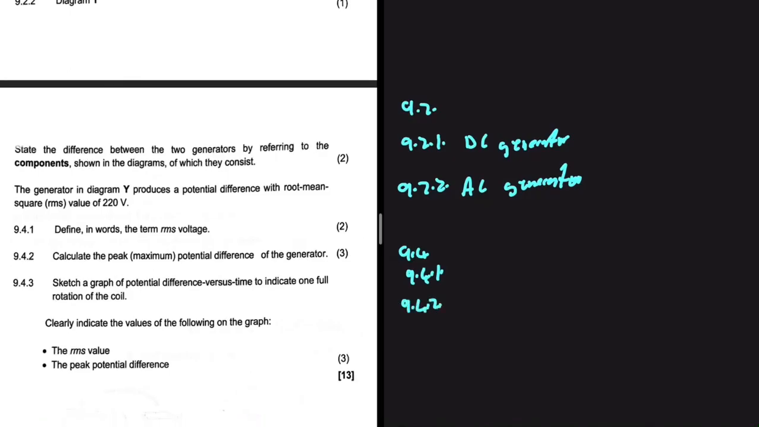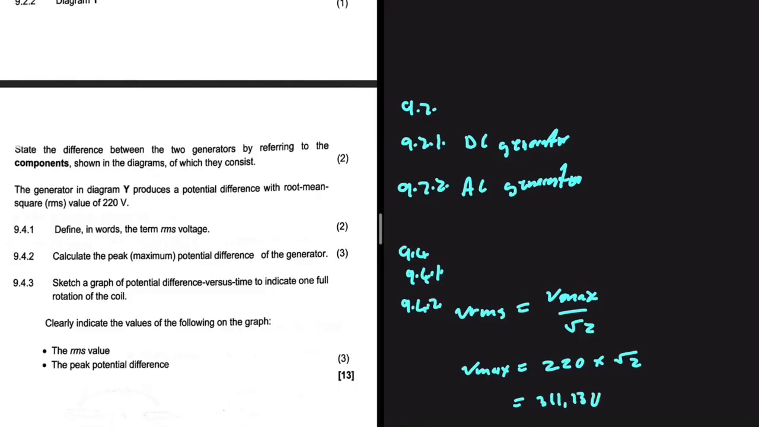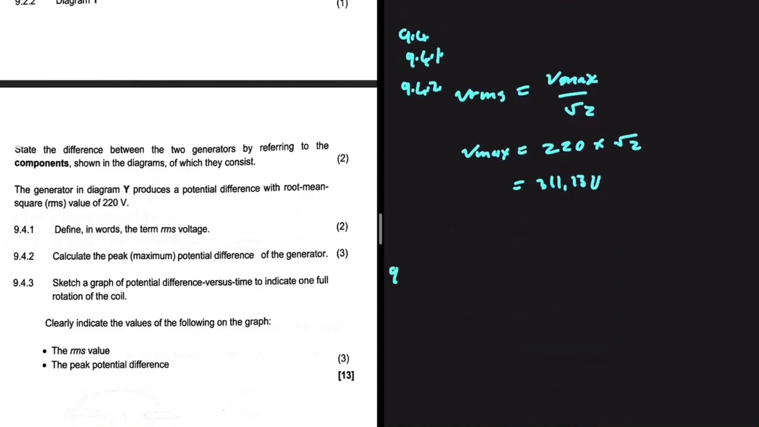9.4.2, calculate the peak or maximum potential difference of the generator. So we're looking for Vmax, but we know that Vrms is equal to Vmax divided by square root of 2. We have Vrms, it is 220 volts. So we're going to have Vmax being equal to 220 multiplied by square root of 2. What is 220 multiplied by square root of 2? That is 311.13 volts.